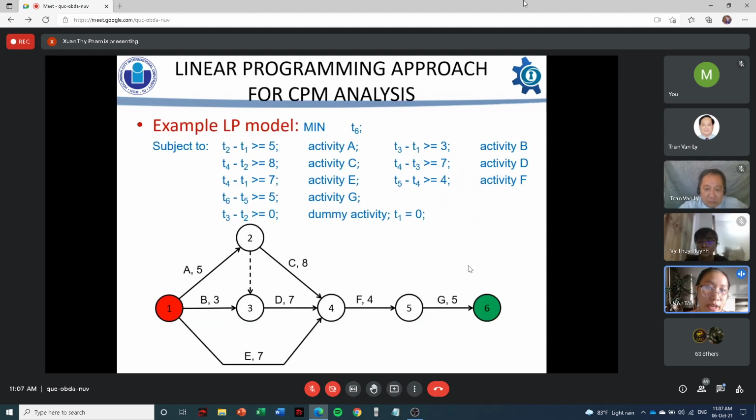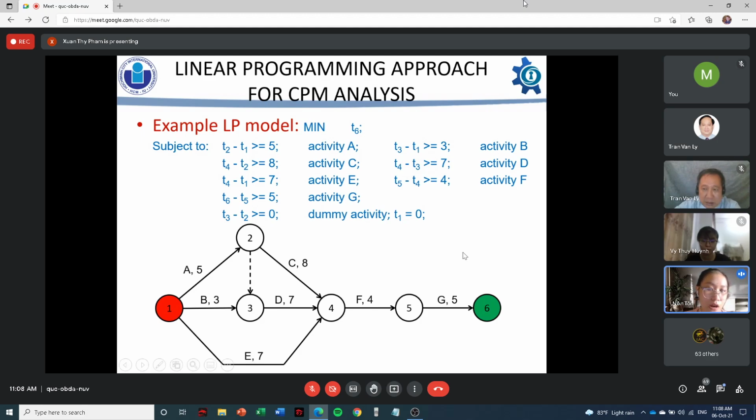We can also build linear programming models for our project. The objective is to minimize the time at the last event. Ti is the starting time of event i. The constraints can be set up like this. For example, the duration for activity A is 5, so T2 minus T1 is larger than or equal to 5. We can formulate all the constraints just like this one. A note here is that T1 must be 0.